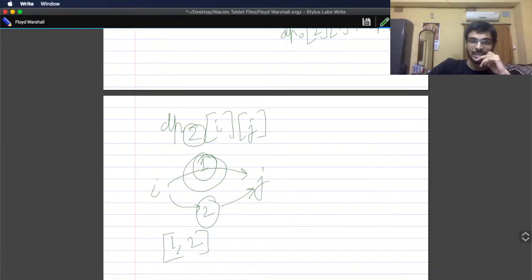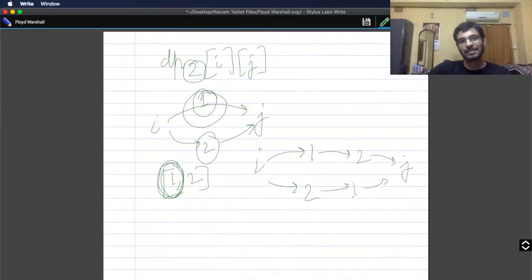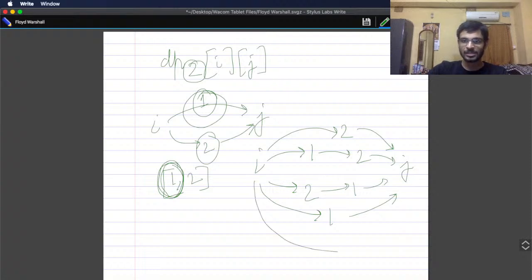Now what can I say? Using 1, I know all the shortest paths using 1 as the intermediary node. From i to j I can have something like going from 1 to 2 to j, or going from 2 to 1 to j, or going directly from i to 2 to j, or going directly from i to 1 to j. I want all these conditions to hold, and I also want this condition to hold.